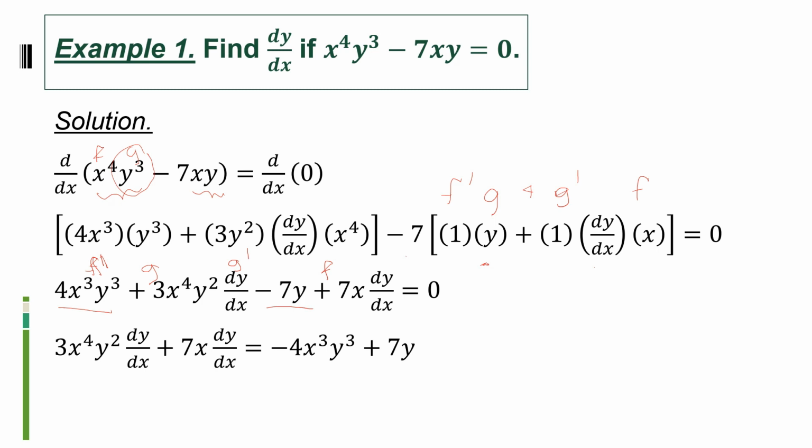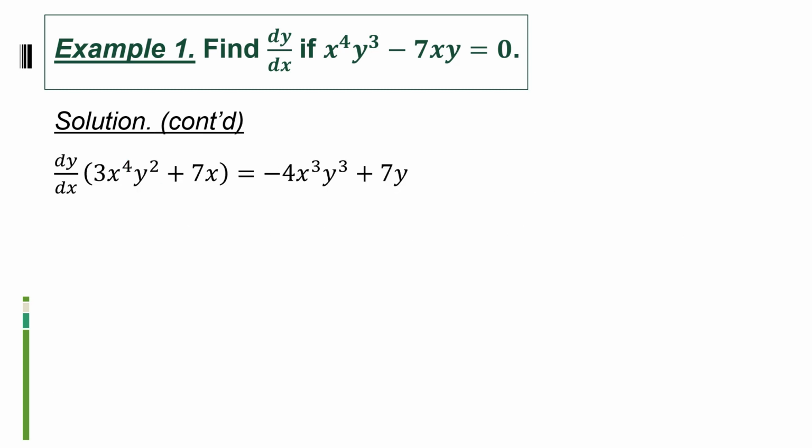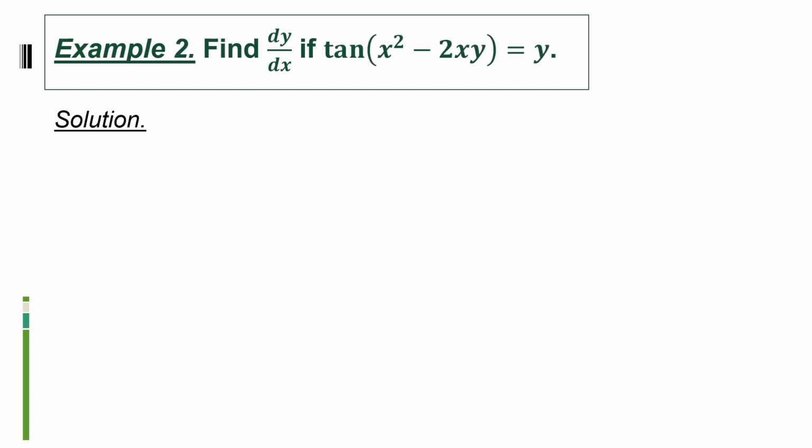Factoring out dy over dx, we have dy over dx times 3x raised to 4y squared plus 7x equals negative 4x cubed y cubed plus 7y. And then dividing both sides by 3x raised to 4y squared plus 7x, we have dy over dx equals negative of 4x cubed y cubed plus 7y all over 3x raised to 4y squared plus 7.